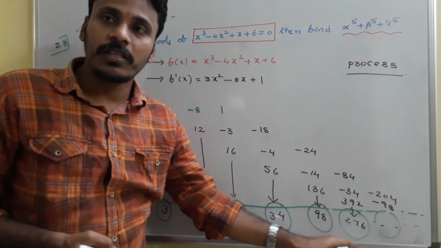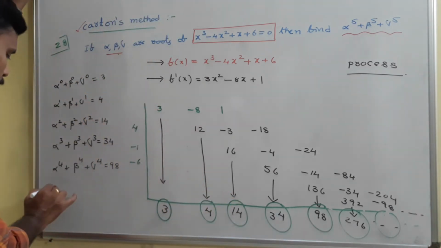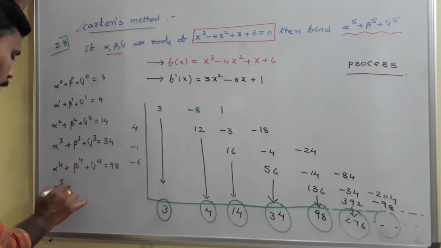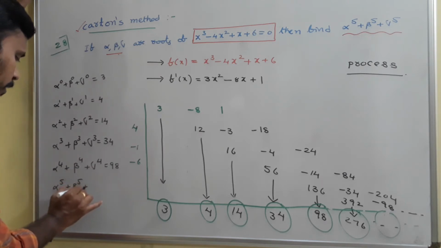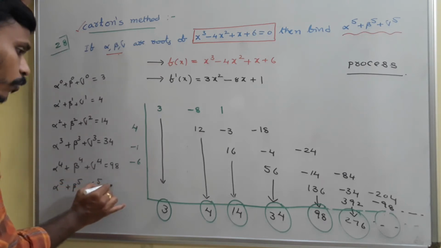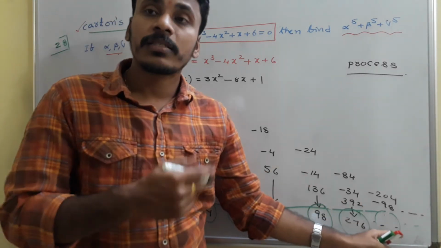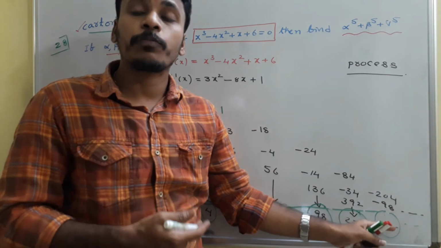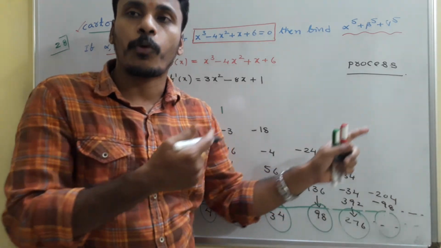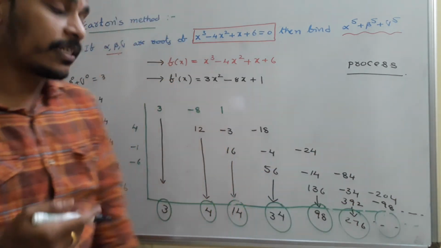And then this 276 will represent the sum of fifth powers. Alpha power 5 plus beta power 5 plus gamma power 5 is equal to 276. And the next number will represent the sum of sixth powers. So as per our requirement, we need to continue the process. Okay, just have a look.